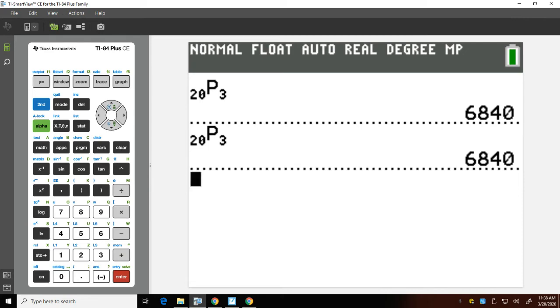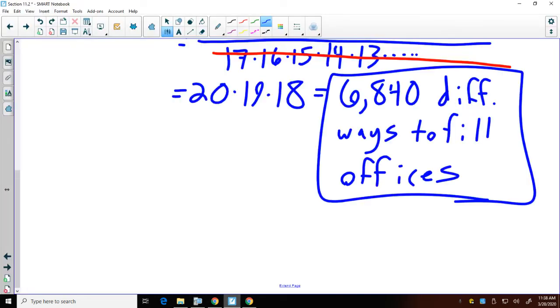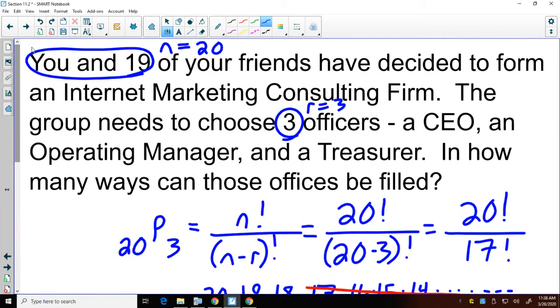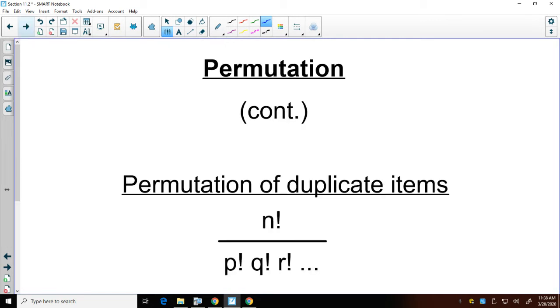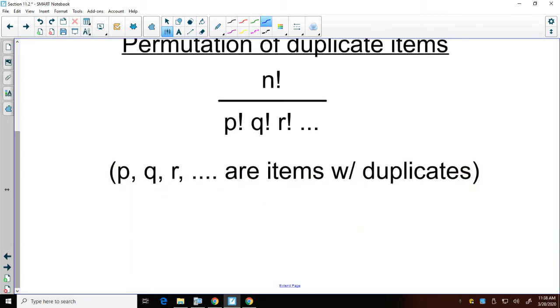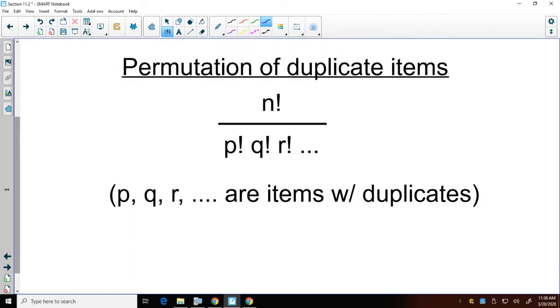Okay? So now with permutations, there is one other piece that you have to be careful of, and that is, what if we have duplicates? And that's what this is about. So permutations continued. There's one little piece that you got to be careful of, and that is if we want to do a permutation of duplicate items. Okay? So in duplicate items, this is what the formula looks like. It's not an nPr case. It is purely a fraction case.